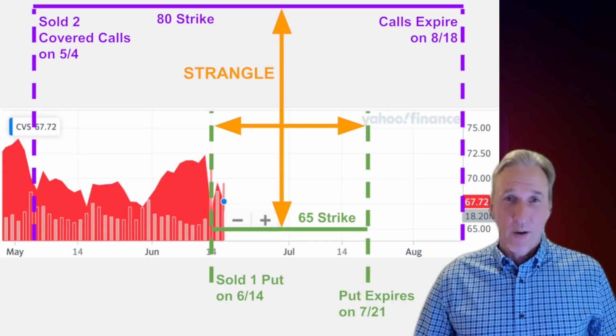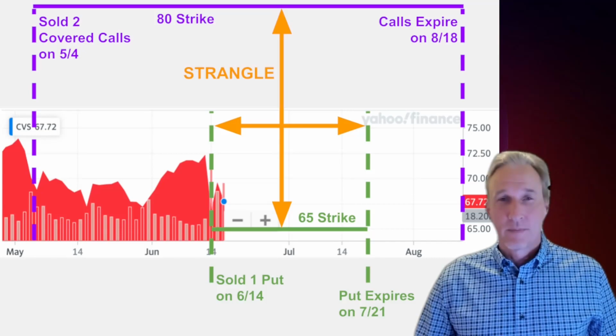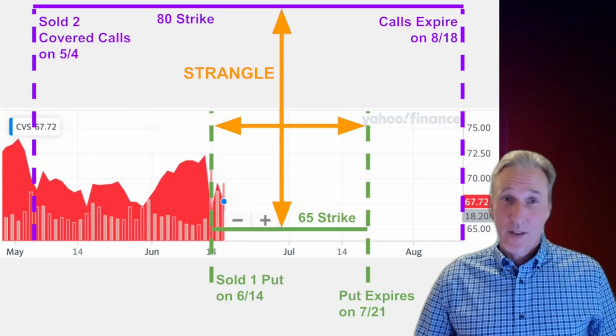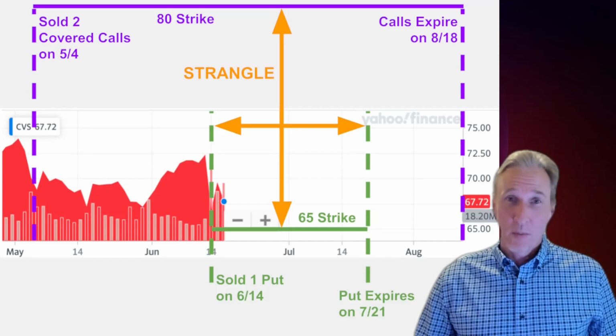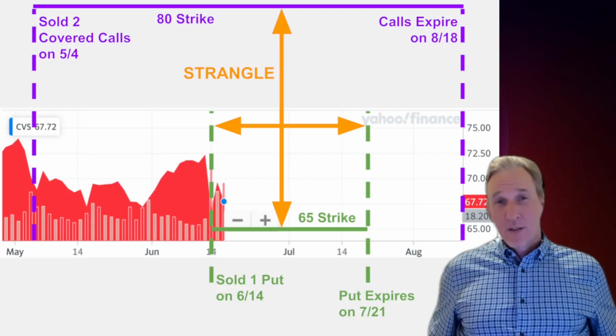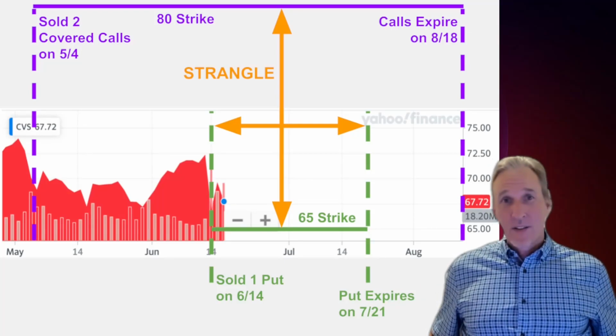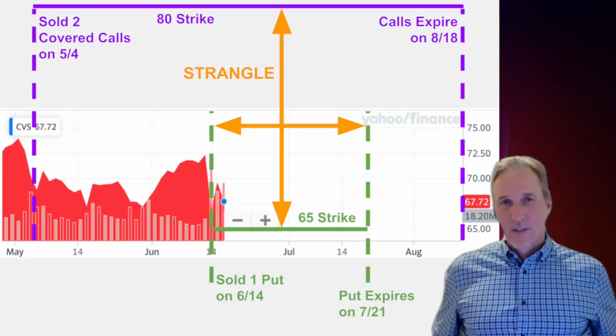So what's a strangle and why would you do it? And what is that crazy looking chart behind me? Let's find out. Let's say you've bought 100 shares of some stock. You believe it's currently priced below its intrinsic value, so you're thinking of buying some more. You'd also like to make a little extra cash by selling some covered calls against your existing position. Now this is a perfect setup for doing a strangle.